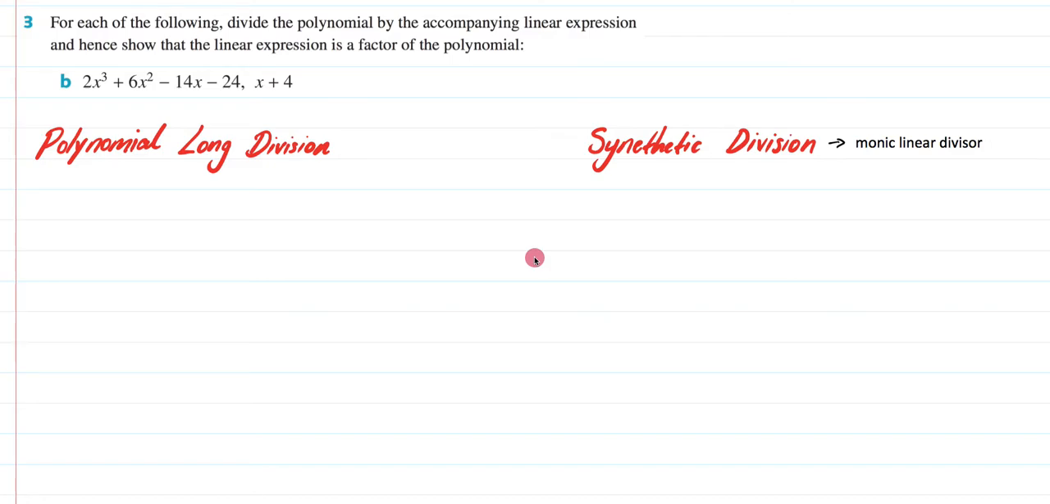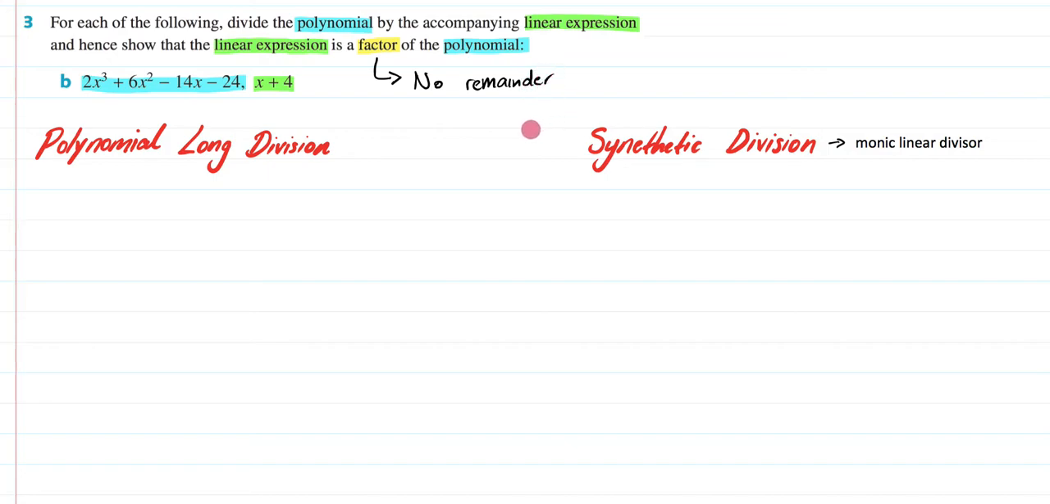We are going through exercise 6b, and in this video I'll be going through question 3b, which says, for each of the following, divide the polynomial, so this right here, by the accompanying linear expression, this right here, and hence show the linear expression is a factor of the polynomial. So when it says factor, that means once we perform our division, we should not get a remainder. So there should be no remainder.